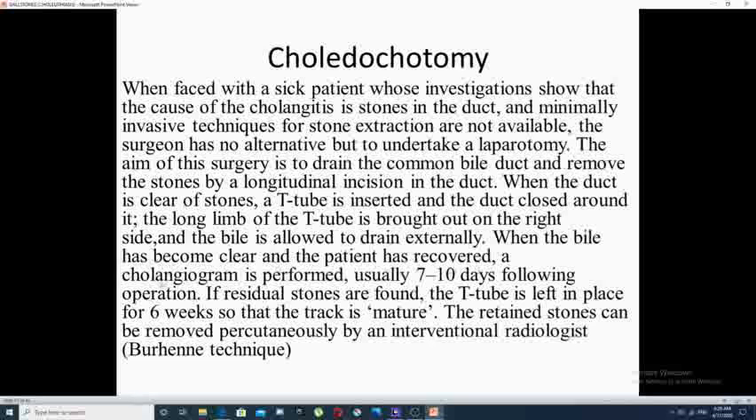A T-tube cholangiogram is usually performed 7 to 10 days following the operation. If a residual stone is found, the T-tube should be left in place for 6 weeks until a mature tract is formed, and the retained stone can be removed by percutaneous technique.